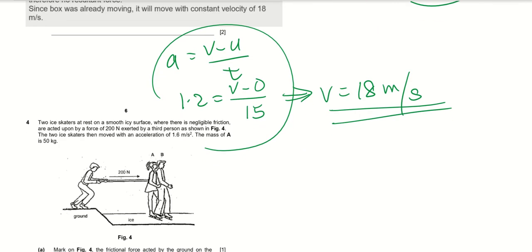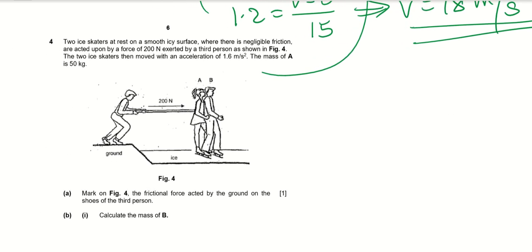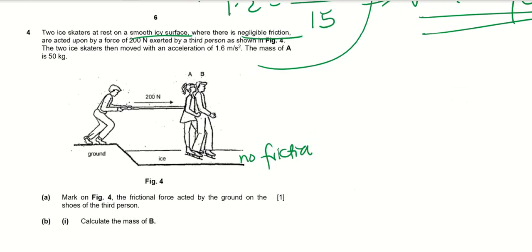Okay. Next question 4. Two ice skaters at rest on a smooth icy surface. Smooth, that means no friction. Where there is negligible friction, they emphasize this again. They are acted upon by the force of 200 Newton exerted by a third person, as shown in figure 4. The two ice skaters then move with an acceleration of 1.6. Both of them move with 1.6 because they are touching each other. So their acceleration is 1.6 meter per second square.